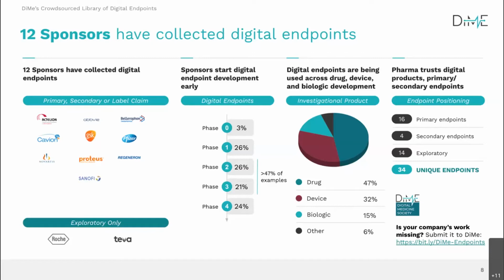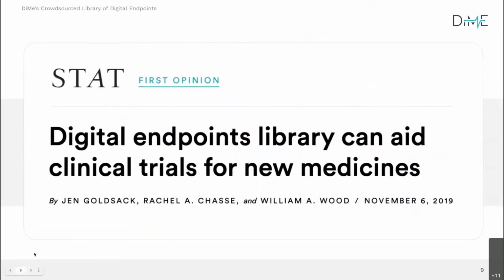And we were absolutely delighted in the fall of 2019 to find that there were 34 different endpoints being used by industry, that 12 sponsors had taken the bold step of incorporating them into their trials, and that nearly half of the digital endpoints being used were used in phase 2 and phase 3. And we step back and we're like, my goodness, this is very exciting. This is not the stuff of the future. This is here today. We were so excited, in fact, that we went ahead.